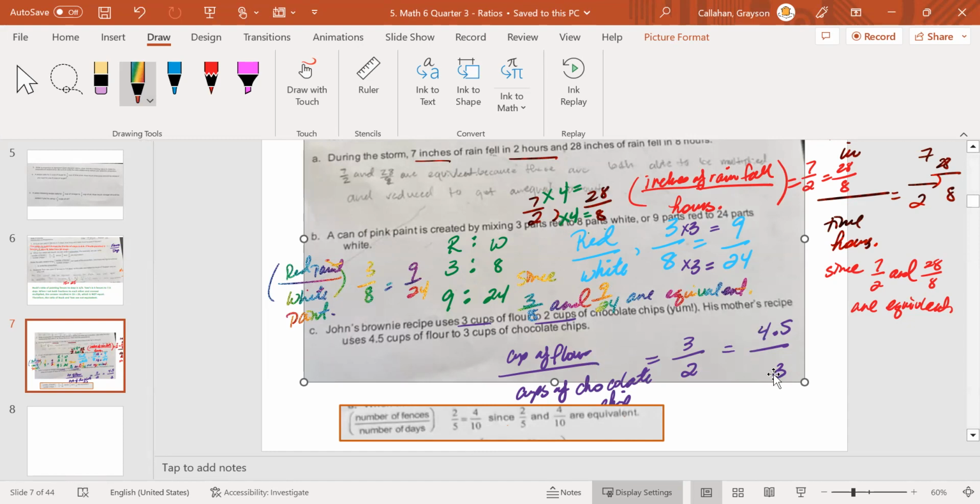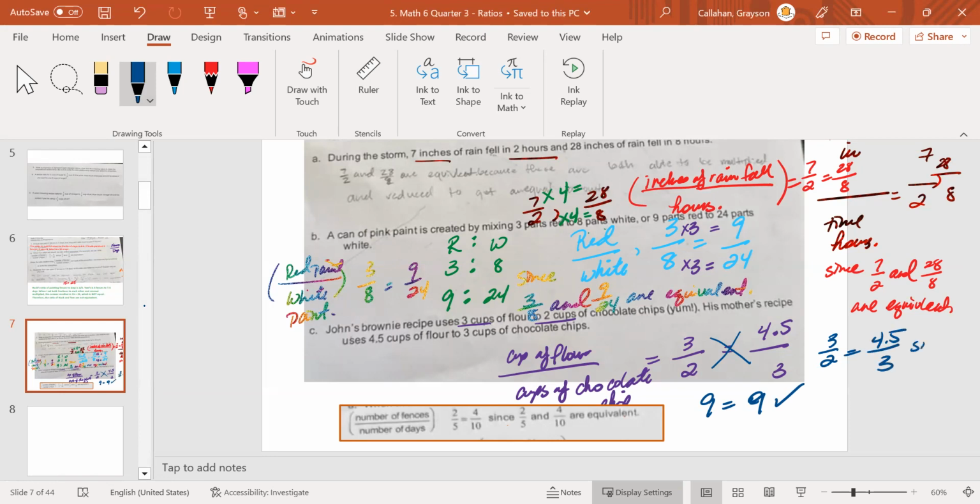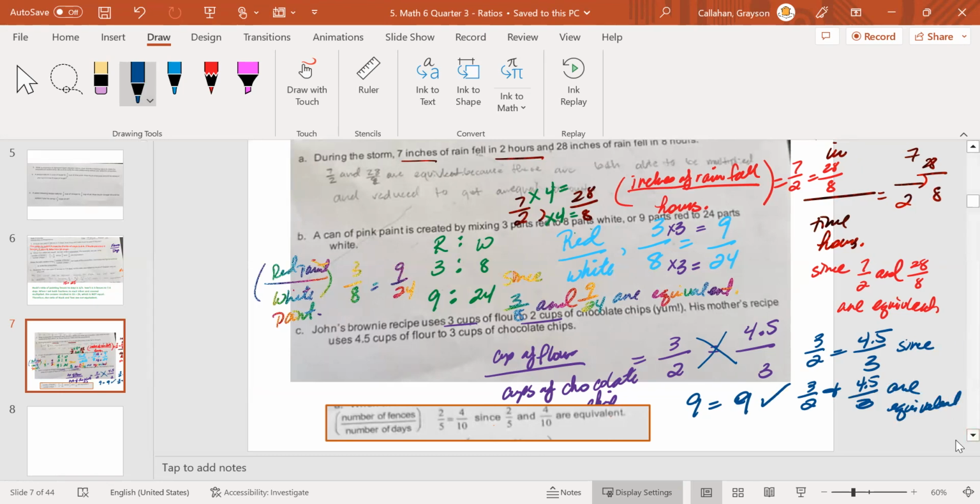Oh, you know what? For C, I don't think I actually answered the question. So let's cross multiply. 3 times 3 is 9. 2 times 4.5 is also 9. Are they equal to each other? They're equal, right? So then you could just say cups of flour over cups of hot chocolate, and just say 3/2 equals 4.5 over 3. 3/2 and 4.5 over 3 are equivalent. And you know they're equivalent because we cross multiplied and they are equal. Right? Okay.